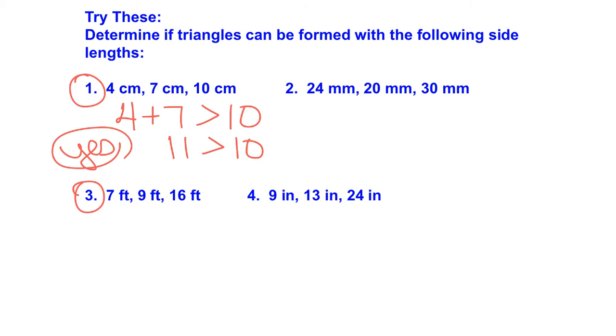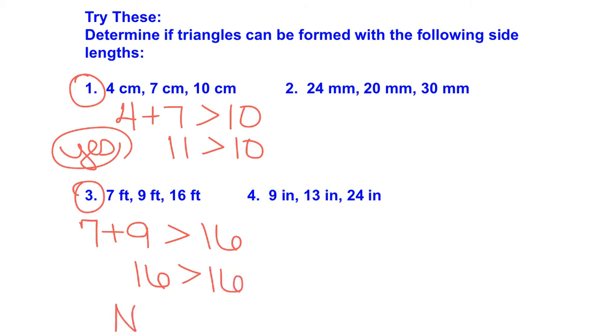Number 3, a 7-foot, a 9-foot, and a 16-foot side. Our 2 small sides are 7 and 9, and I want to know, do they add up to be greater than 16? Well, here's the one that's going to throw some of us sometimes, but 7 plus 9 is 16. And 16 is greater than 16? It is not. 16 is equal to 16. You can't be equal. The sum must be greater. Let's keep that in mind as we continue because we're going to keep testing these triangles.